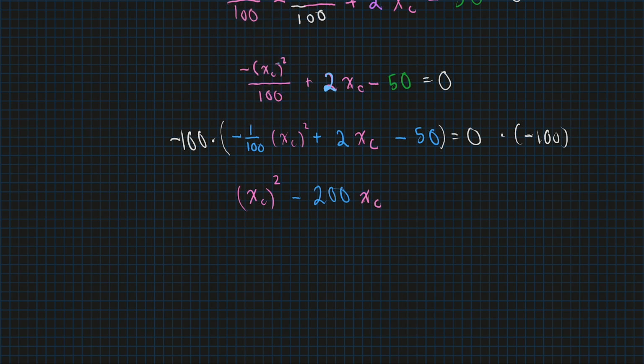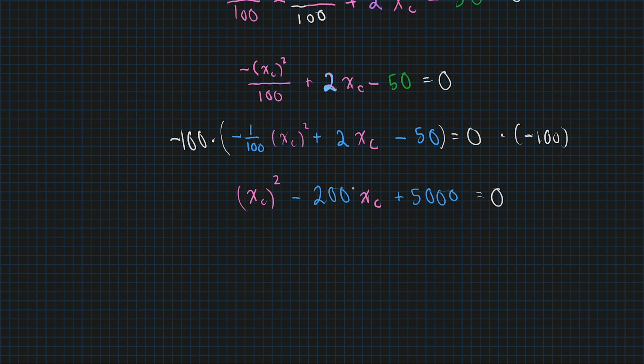And then what is negative 100 times negative 50? Well, the negatives cancel out. So you've got 50 times 100. So that's 5 with 3 zeros. So plus 5,000. And of course, that is equal to 0.